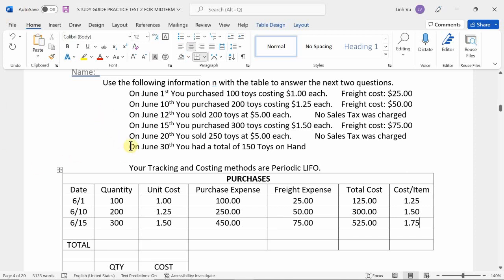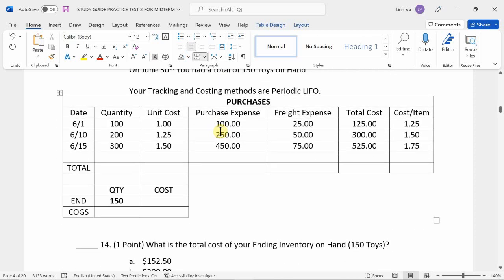Okay? And then last but not least, on June 30th, you were told that you had a total of 150 toys left on hand. In this case, I've already filled that in for you. So what do I need to do? You need to add up your purchase expense, freight, and total cost. How many items did I purchase in total? 600. What's my total purchase price? Purchase price, not unit price. $800. What's my freight? 150. So what's my total cost? 950. Good. And we need to keep our batches separate.